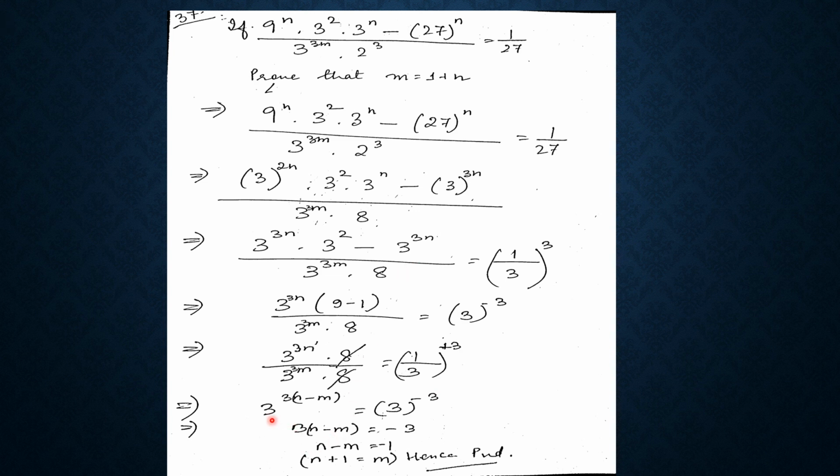Now we have 3 to the power 3 into n minus n is equal to 3 to the power minus 3. So we have 3 to the power 3n minus m, because when bases are same, powers are also equal, minus 3. So I'm taking 3 to the right hand side, so it becomes n minus m is equal to minus 1. On solving this, we get to the form as asked in the question to prove, that is m is equal to 1 plus n, or n plus 1 is equal to m, hence proved.